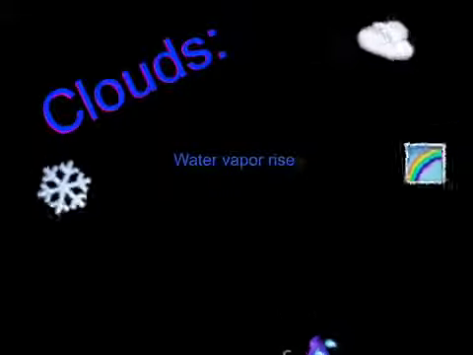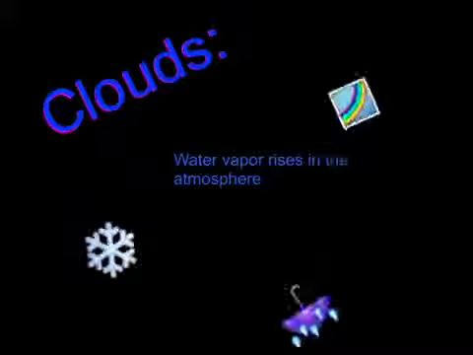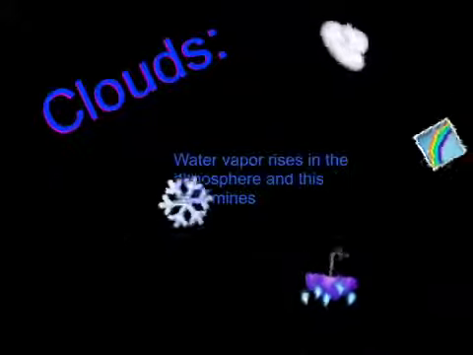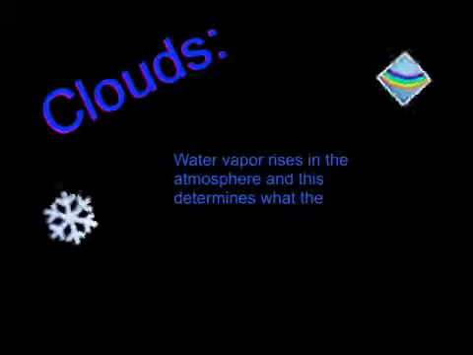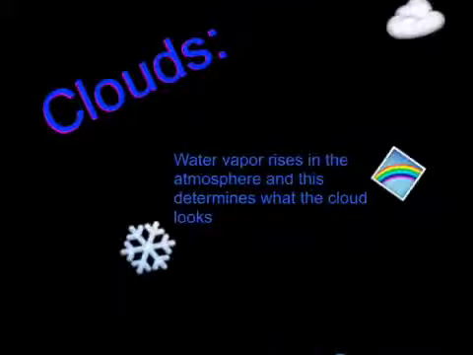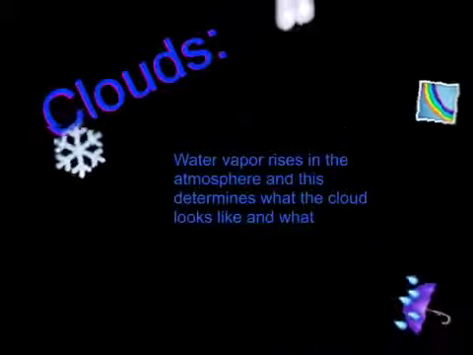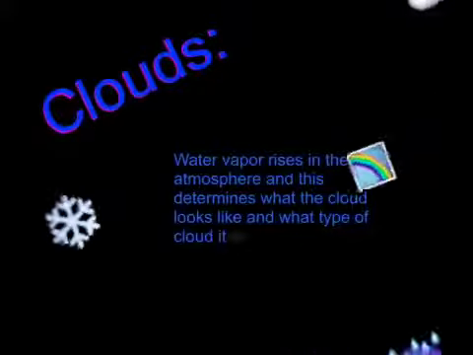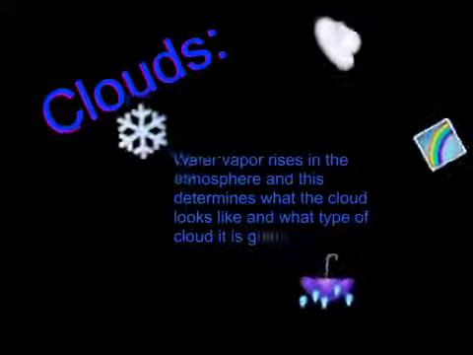Clouds are part of the water cycle. When clouds are being made, water vapor rises in the atmosphere, and this determines what the cloud looks like and what type of cloud it is going to be.